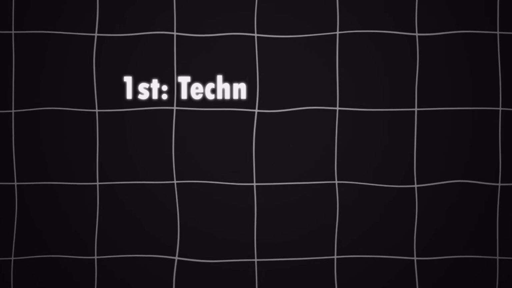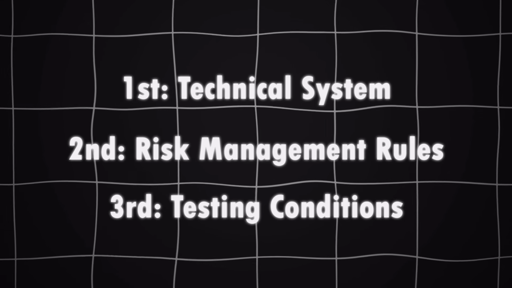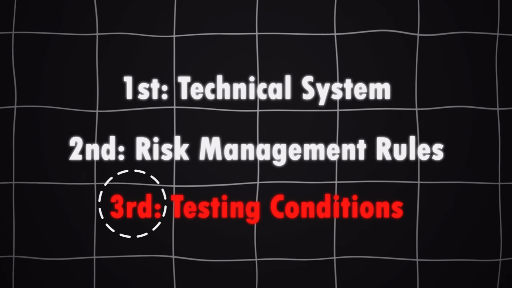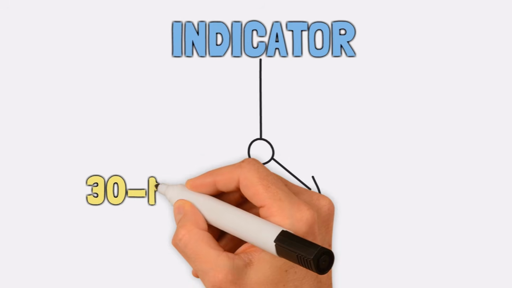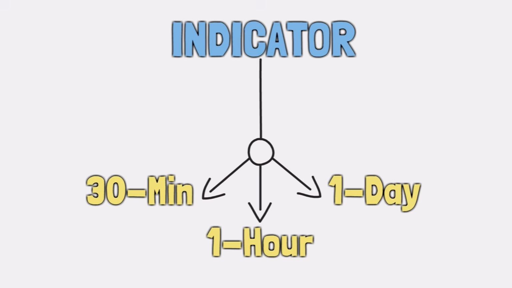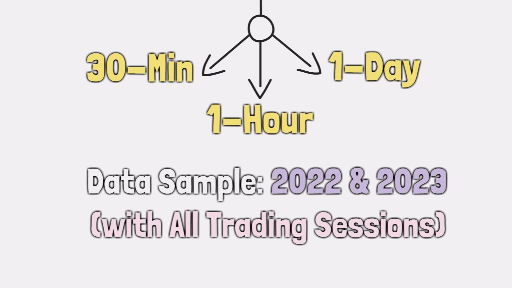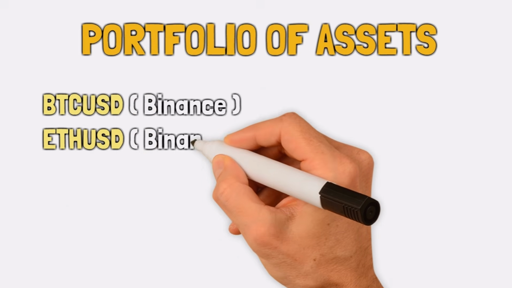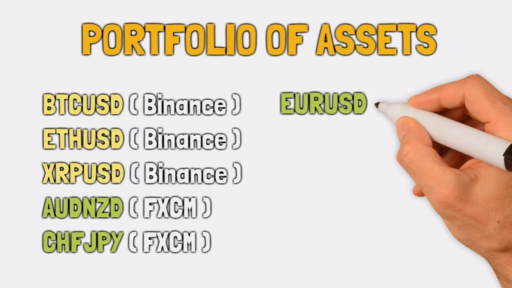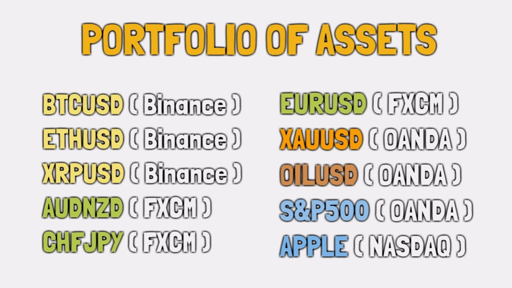To do this, we need three things. First, the technical system, second, the risk management rules, and third, the testing conditions. Regarding this last step, we will backtest this new stochastic indicator on the 30 minutes, 1 hour and daily time frames, using data from 2022 and 2023 across a diverse asset portfolio: Bitcoin, Ethereum, XRP, 3 currency pairs, gold, oil, the S&P 500 index and the Apple stock.